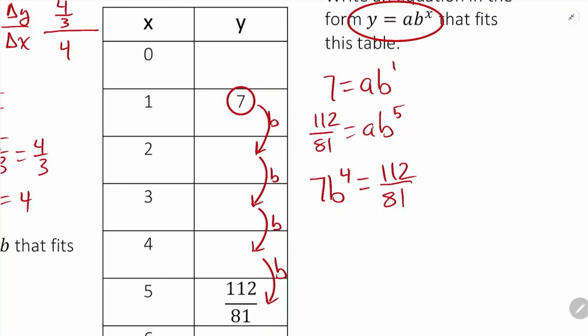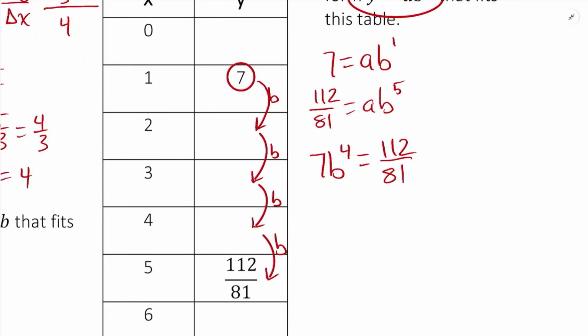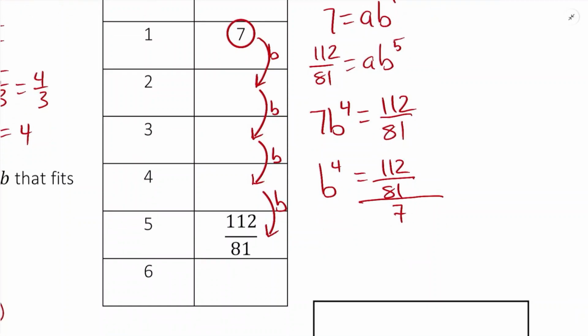Okay, so I am definitely going to need a calculator for this, but here's what else I can do without grabbing the calculator yet. Maybe I don't need a calculator. Maybe I do. I don't know. I know that I'm going to divide both sides by 7. So I can say that b raised to the 4th power is 112 over 81, and that whole thing is over the number 7. So I have this fraction right now that's a little complicated. It's got a fraction in the numerator and a fraction in the denominator.